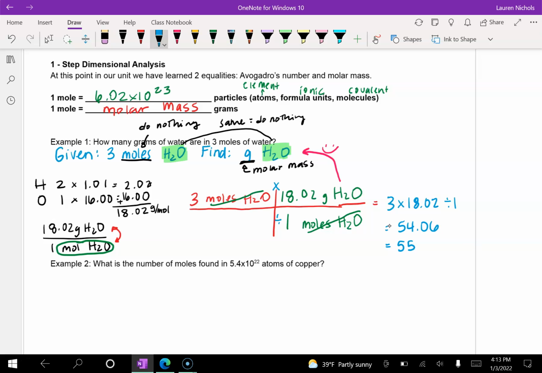let's see, the easiest way to put that at 1 sig fig, well, that would just make it 50.